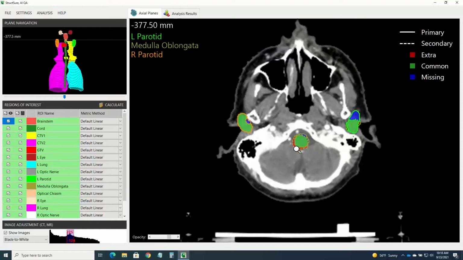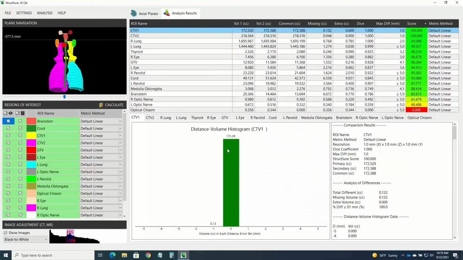And so again, it gives a nice little visual right here. It's very interesting on the medulla oblongata that we undershot at the top here, and then we overshot kind of on the left side. But again, that's just a nice little visual representation. Let's take a look at some of the actual analytics here.